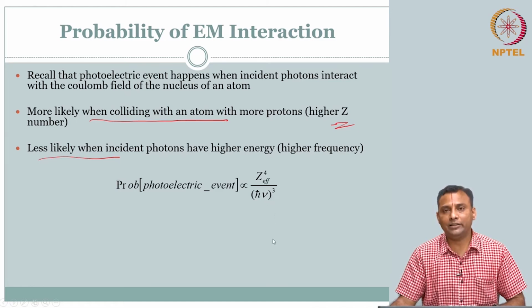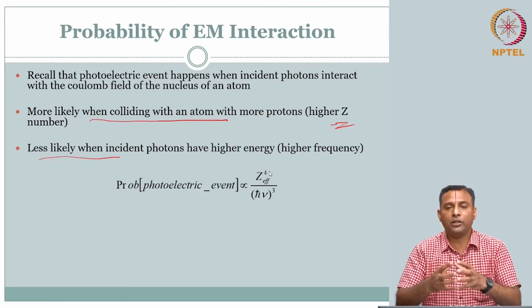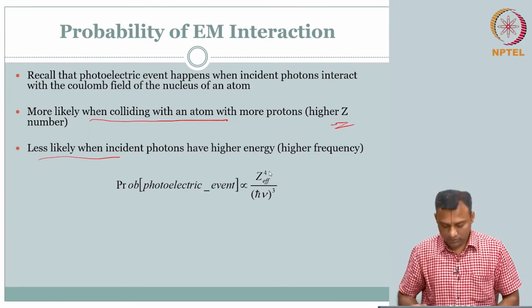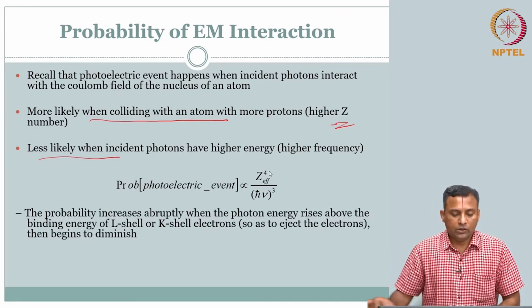So the lesser the energy, the more the density, the more the atomic number, then your chances are increasing. Okay.